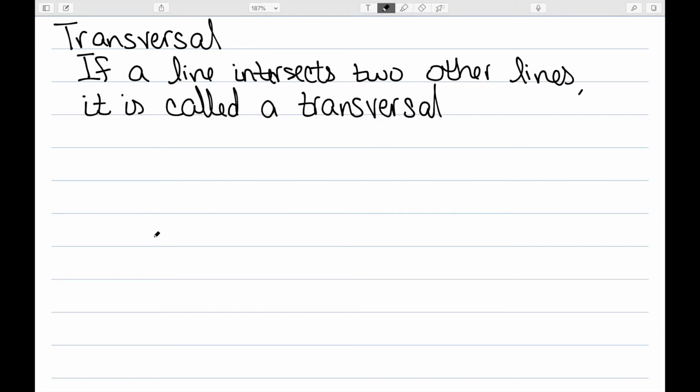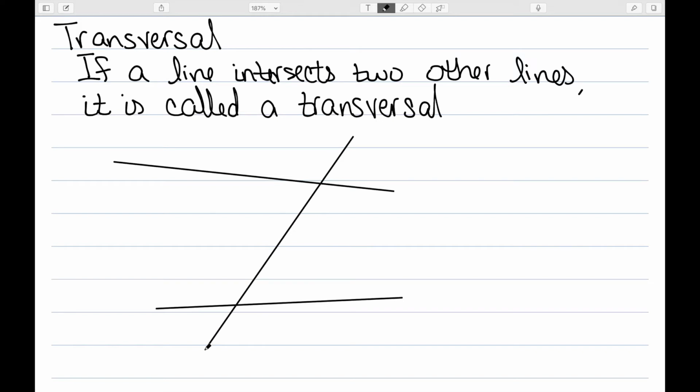Next, I want to define the idea of a transversal. If we have a line that intersects two other lines, it's called a transversal. So if I have any two lines, let's say these two here, and then I have a line that intersects both of them, this would be known as the transversal. And I'm going to label a few of these angles, 1 and 2 here, and then 3 and 4 here. Angle 2 and angle 3, right here and here, these are known as alternate interior angles.